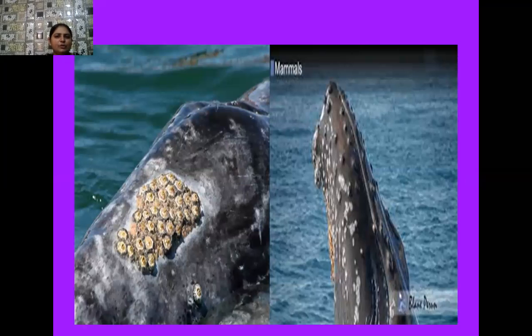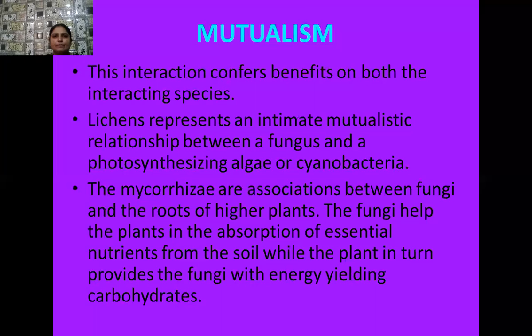Okay, student, here I have shown you the picture of the aquatic mammal whale, and here you can see the barnacles. These small animals attach themselves over the outer surface of the skin of the whale.